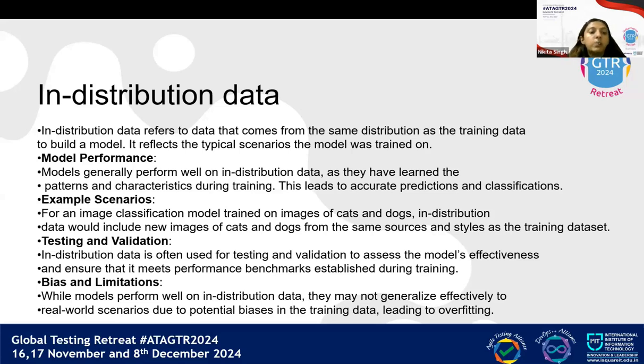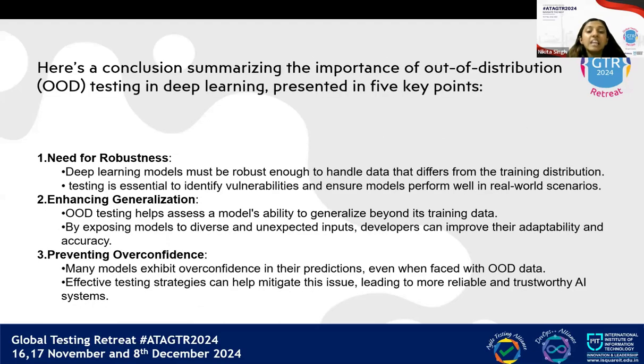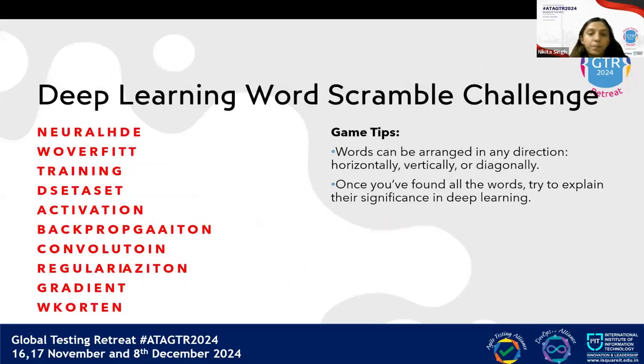So you can read about the model performance and example scenarios, testing and validation, bias and limitations that I have mentioned here. These are the important features needed to test out-of-distribution, and why it is important to test, to enhance the system's efficiency. So yeah, this is the game basically.